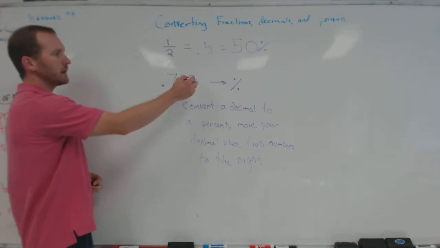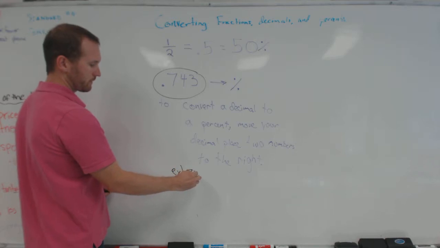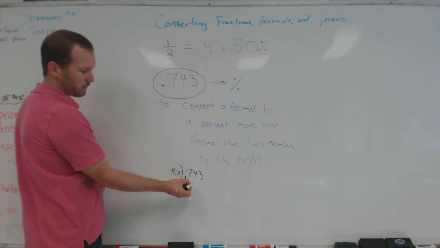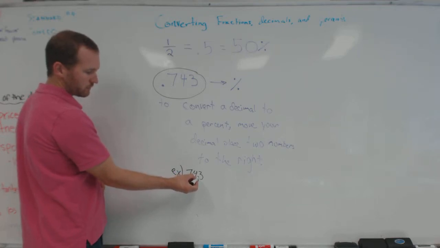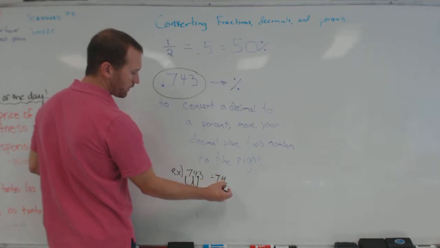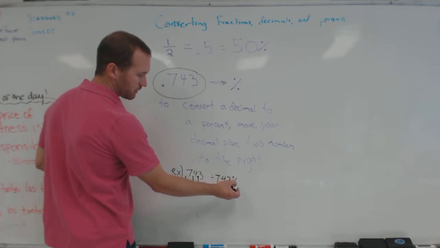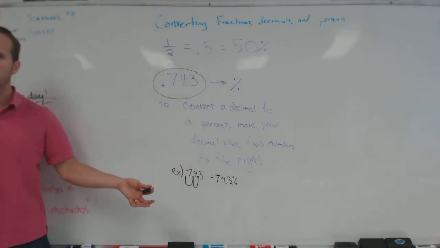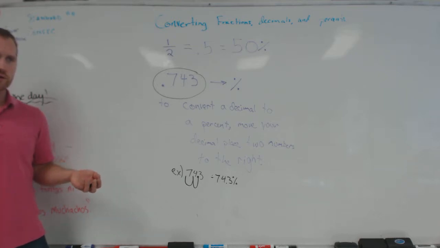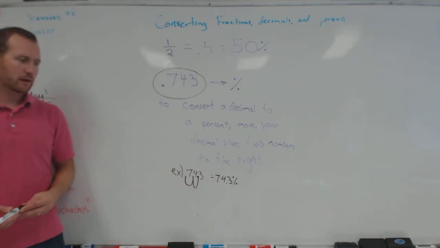So if we have this decimal, 0.743, I'm going to take my decimal point, move it 1, 2. So this would equal 74.3, and then I can't forget the percent symbol. Otherwise, all I did was change the number from 0.743 to 74.3, and that's just a totally different number. You need that little percent symbol.